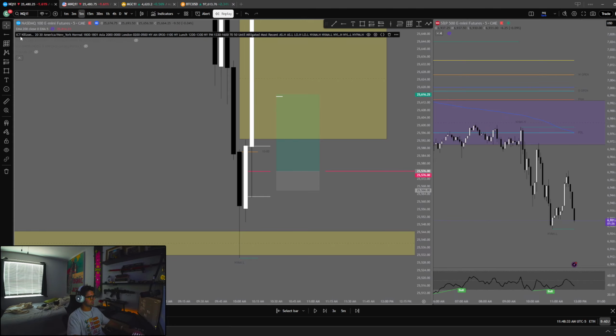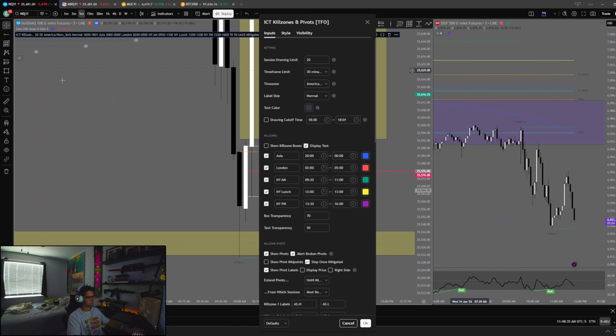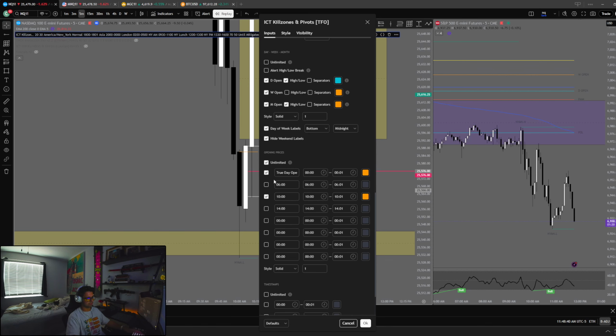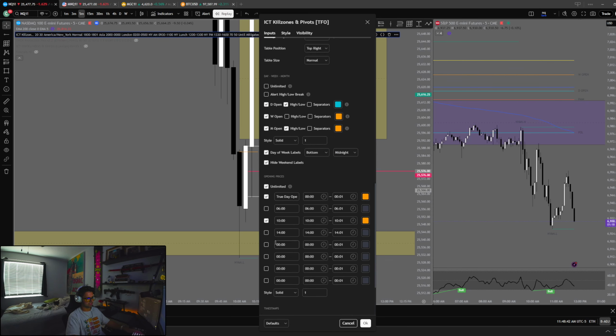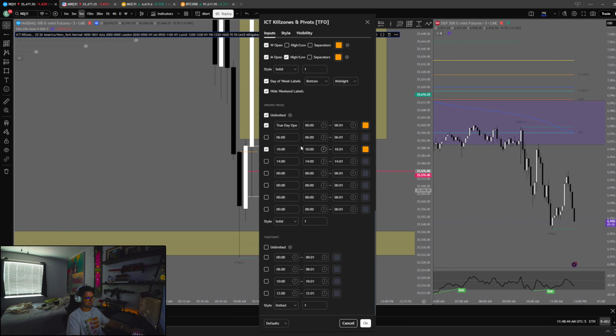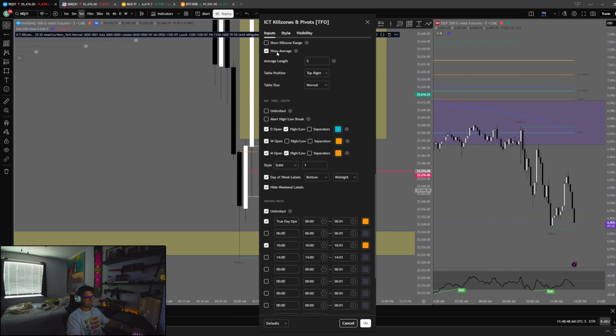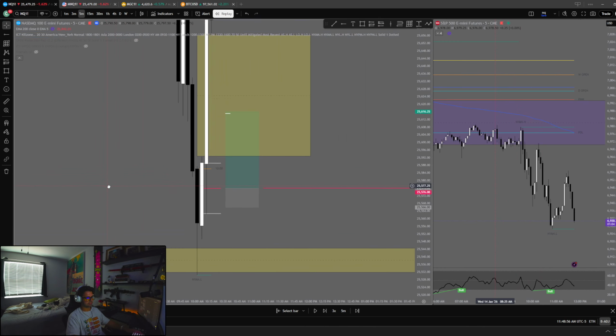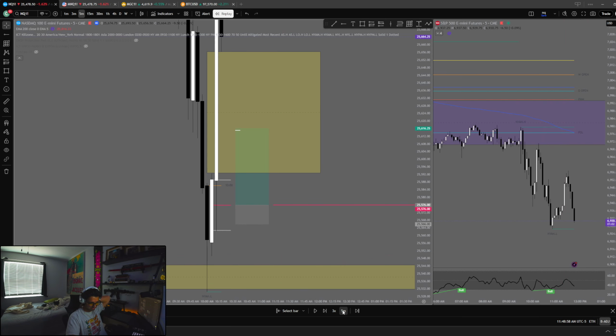If you don't use it already, this is ICT kill zones. Pretty much auto marks out all key levels, true day open, 10 a.m. open. You can make custom key levels if you want. That's how I did with this 10 a.m. open. Made a custom level because it wasn't already included. But it marks daily open, weekly opens, monthly opens, highs and lows. All session indicators like Asia, London, New York AM, lunch, and PM session.